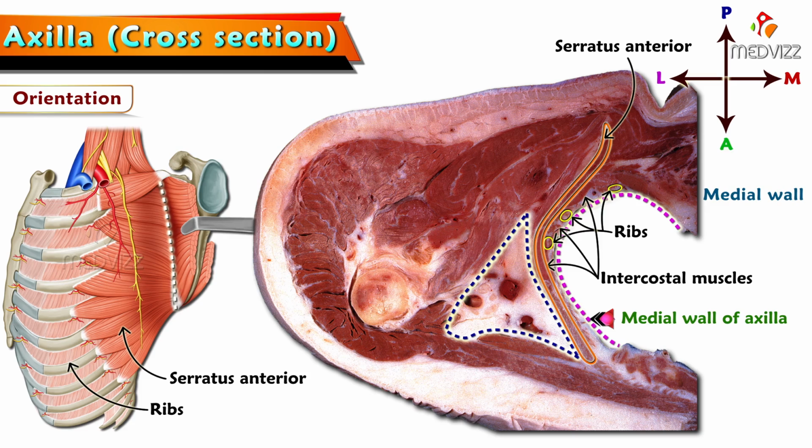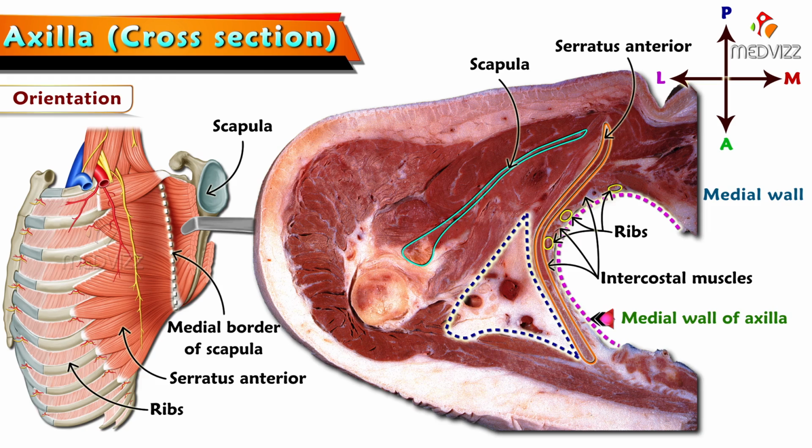Here we can see a thin plate of bone, like a thin white line, which is the scapula. So we can see here the serratus anterior muscle inserting to the medial border of scapula. The serratus anterior is along the chest wall towards the medial border of scapula.